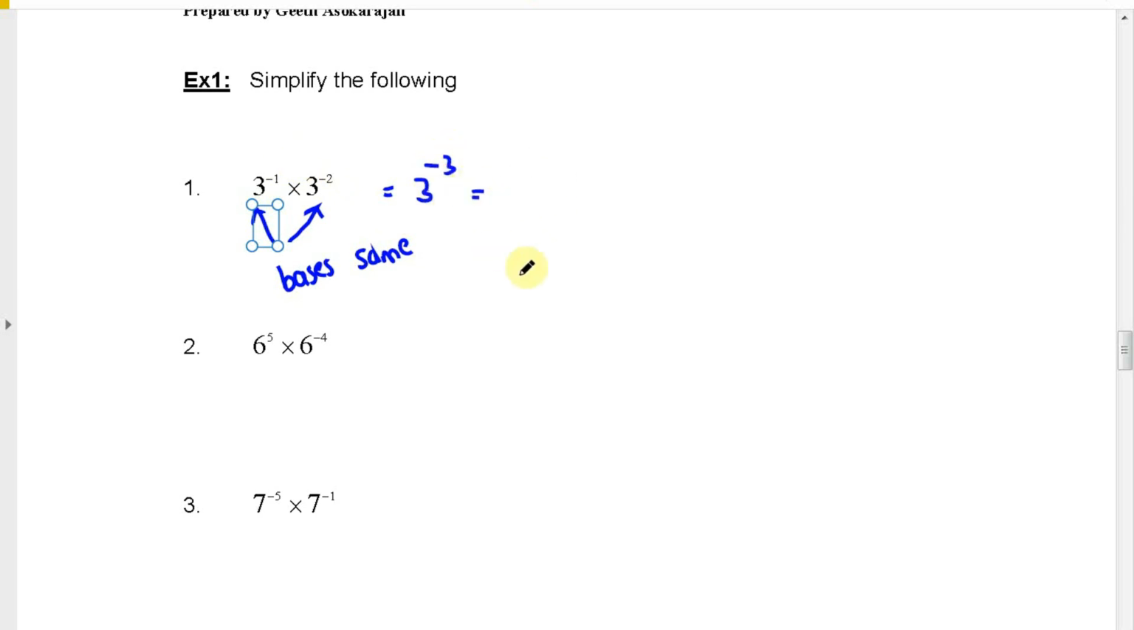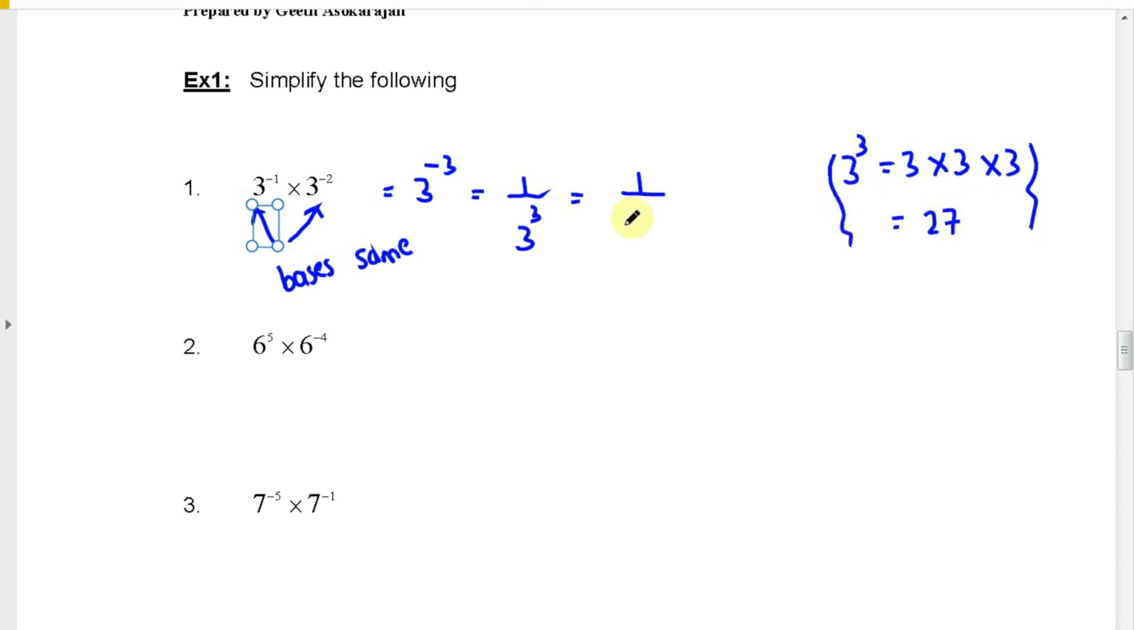And remember, we can simplify this more. I've got a negative power, so it's 1 over 3 to the power, negative 3 turns into positive 3, so it's 1 over 3 cubed. And that is the same as 1 over, and remember, 3 cubed is 3 times 3 times 3. 3 times 3 is 9. 9 times 3 is 27. So that's the same as 1 over 27.